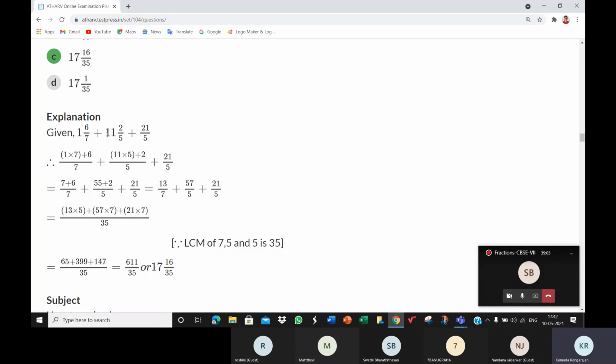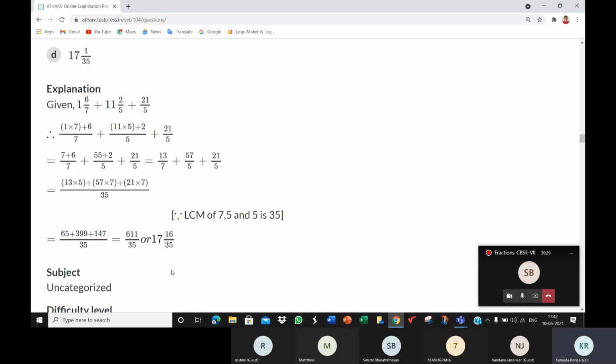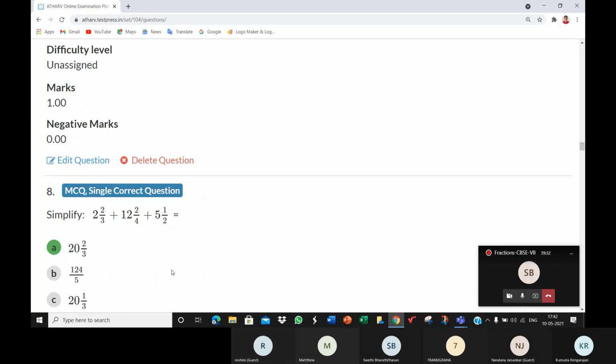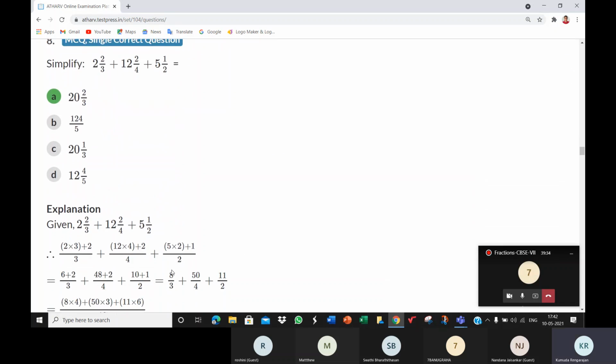So mixed fractions must be written as improper fractions. That's the first step. Then in order to add, the fractions must be like fractions. So we take up the LCM and make them like fractions. All of them now have the denominator 35. And now we add the numerators like this. All right, this is an improper fraction, so we write it as a mixed fraction. Similar.